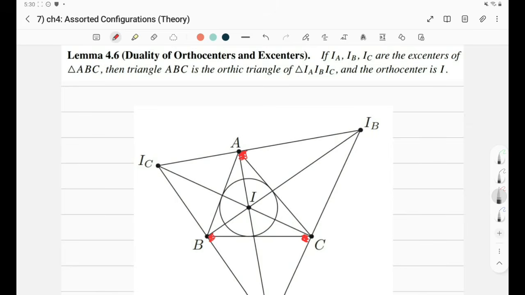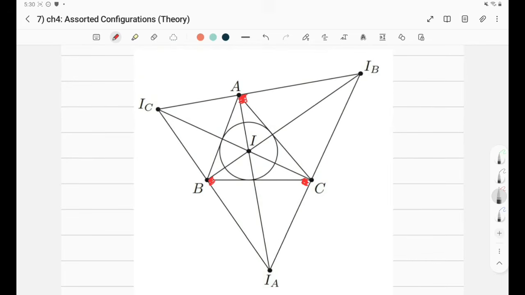So if you have an excentral triangle, if you just look at it here, the excentral triangle is IA, IB, IC for the triangle ABC. If this is the excentral triangle, then the triangle ABC represents the orthic triangle for the excentral triangle. So we have this duality. We can start with the excentral triangle, and you can go to the orthic triangle, right? Something like that. You should always have this in mind.